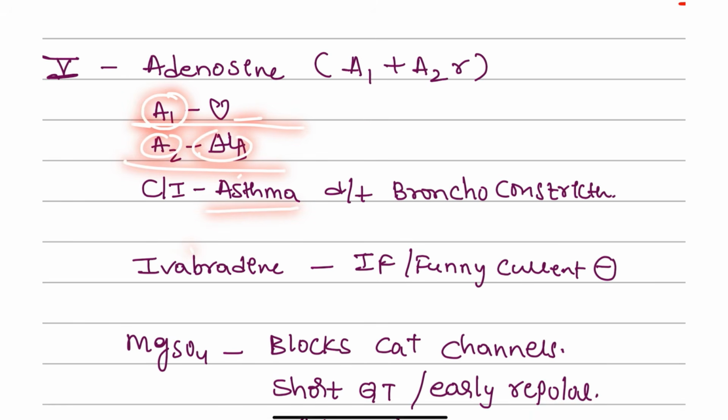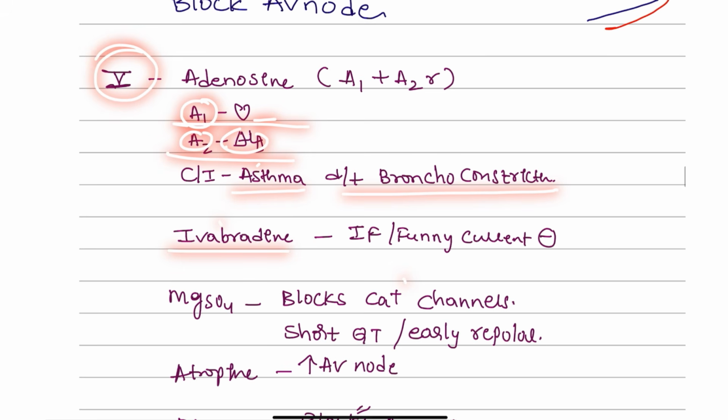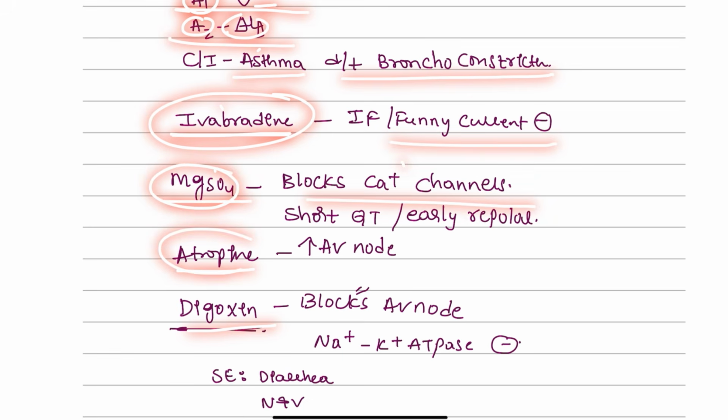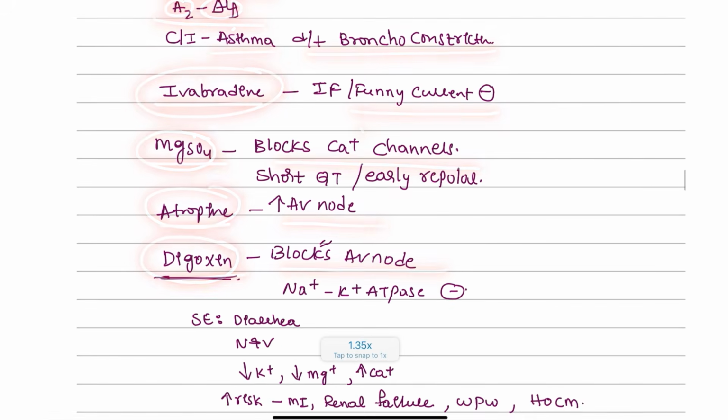Contraindications: asthma patients, where bronchoconstriction will be seen. Ivabradine is another drug classified as miscellaneous, along with magnesium sulfate, atropine and digoxin. Ivabradine is going to block the funny current channels. Magnesium sulfate is going to block the calcium channels. Atropine is going to increase conduction at the AV node and digoxin is going to block the AV node. Right? These are the important mechanisms of action.